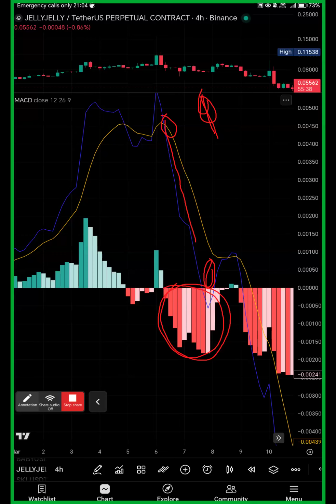When it is reducing, you will see the red histograms changing to light red. So it is signaling you that the selling pressure is drawing towards the end. The sellers cannot continue to sell anymore. It seems like they are exhausting their energy.